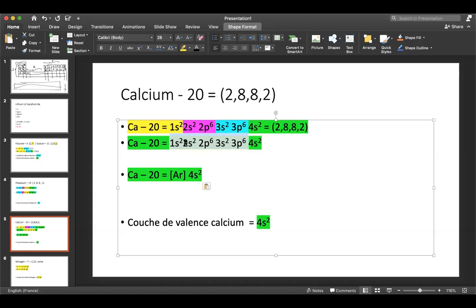In other words, what you've done here is shorten this whole thing, use argon, and just put the valence shell. If you put argon and then put 1s2, 2s2, 2p6, it's wrong. If you put argon, you just put the valence electron configuration at the end. That's all. That's what you're supposed to put.